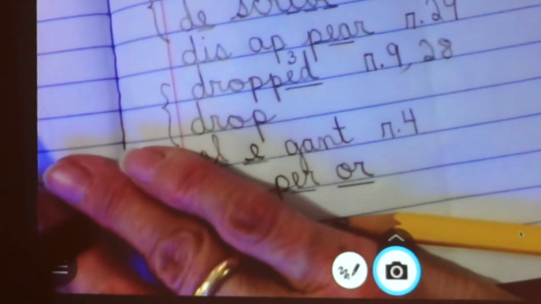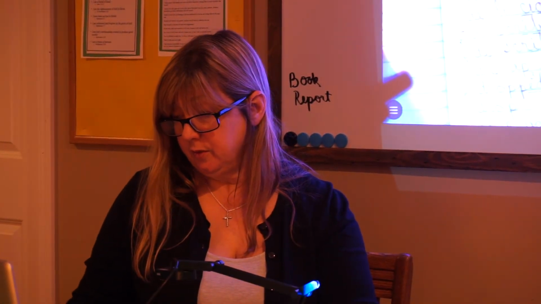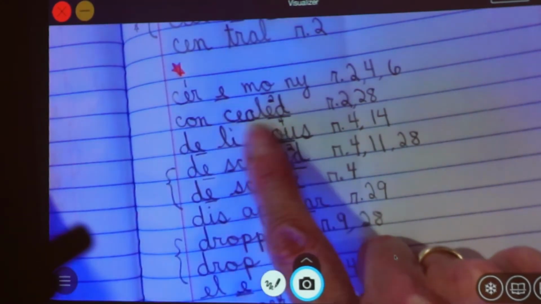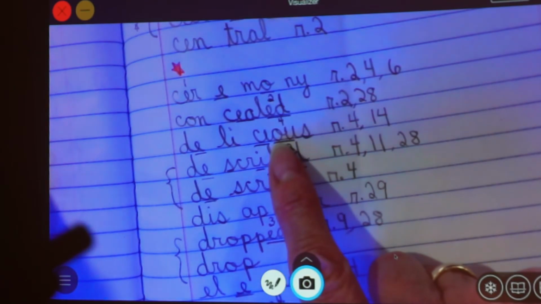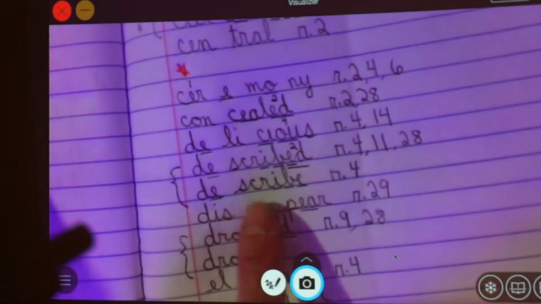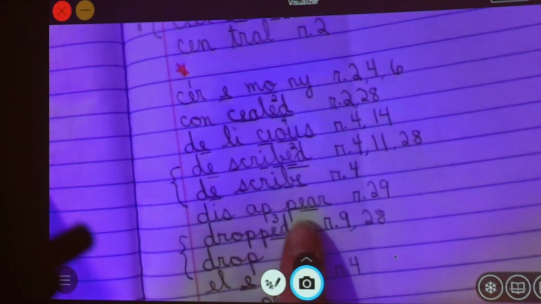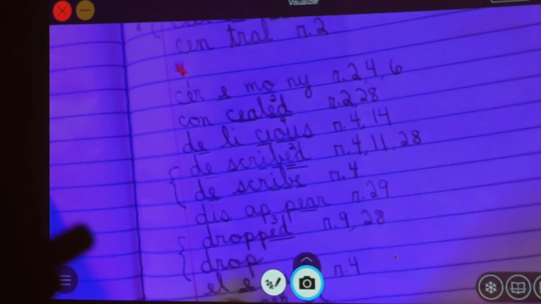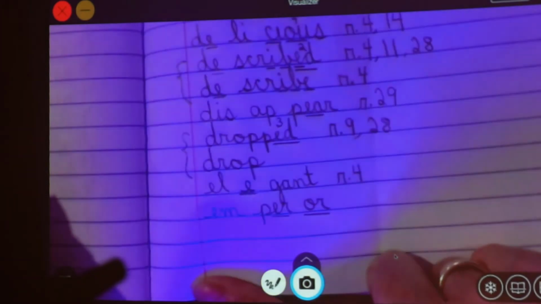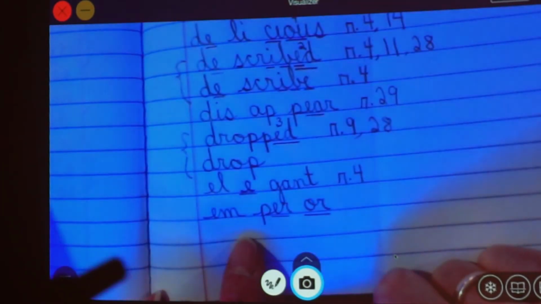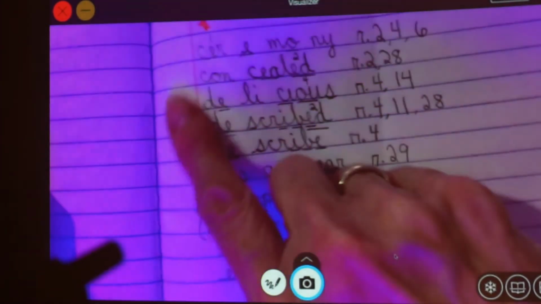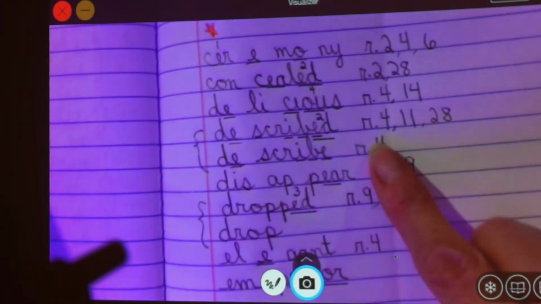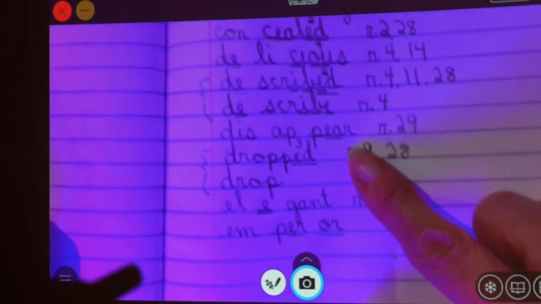Okay, so we're done with our dictation. Let's just read them for spelling and read them for reading. Ceremony. Concealed. Delicious. Described, describe. Disappear. Dropped, drop. Elegant. Emperor. Now for reading: ceremony, concealed, delicious, described, describe, disappear, dropped, drop, elegant, emperor.